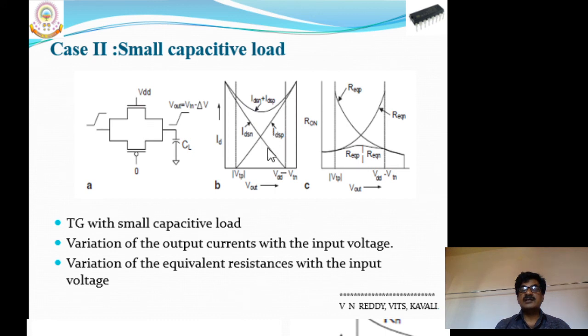With reference to these currents, the variation of the resistance values of the PMOS transistor and NMOS transistor is represented in this second diagram, that is C. This is the curve of resistance of the NMOS transistor, whereas this is the variation of resistance with reference to the PMOS transistor, and this is the total equivalent resistance value. Okay, so these things you have to remember with reference to transmission gates. Okay, thank you.